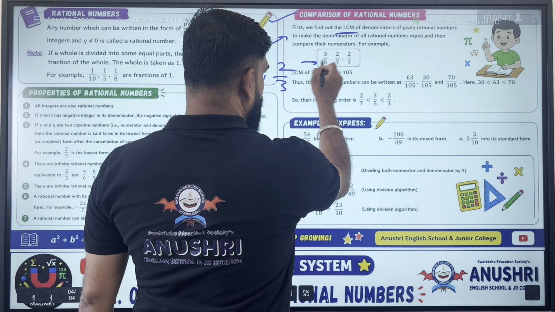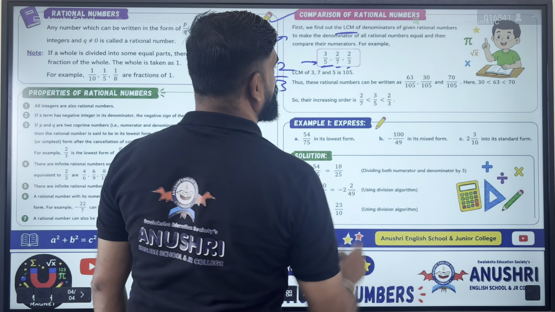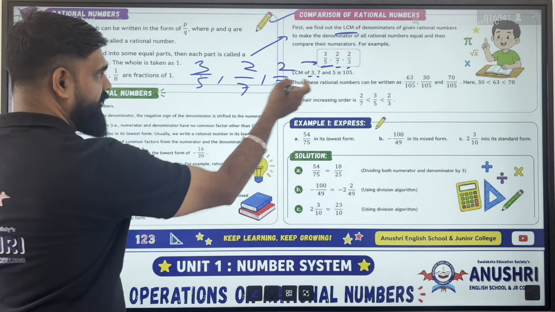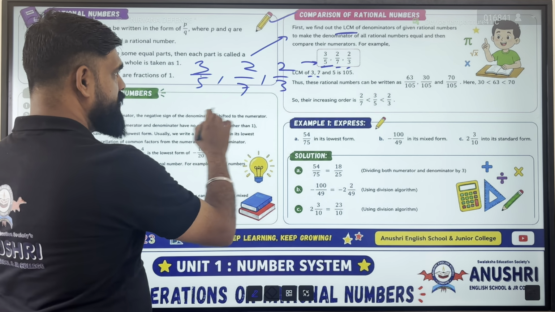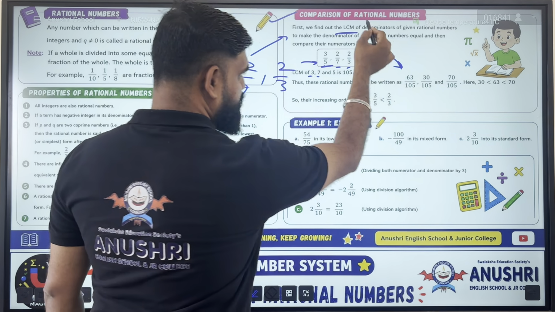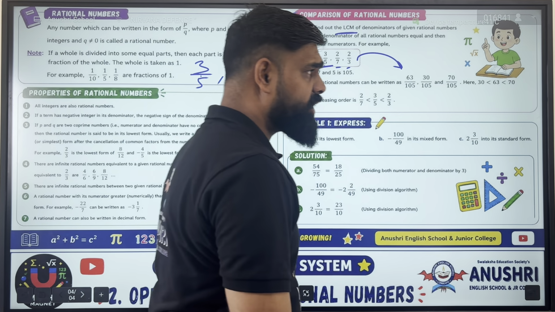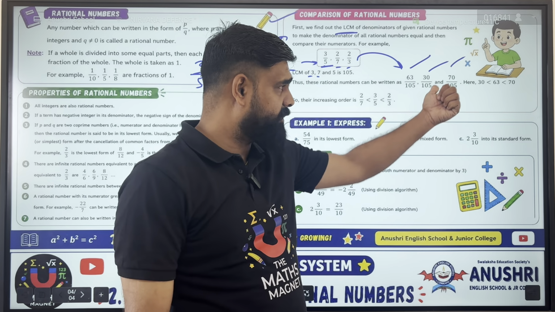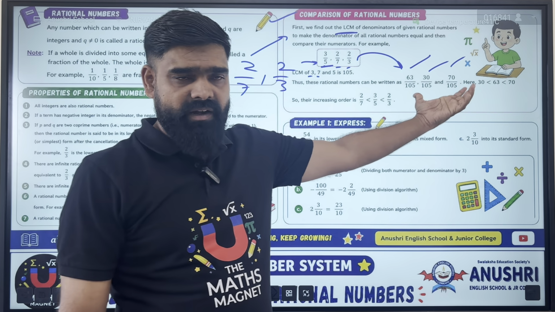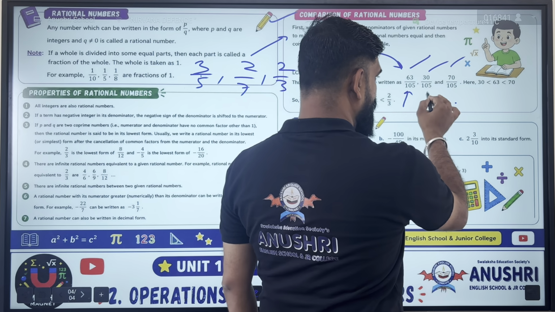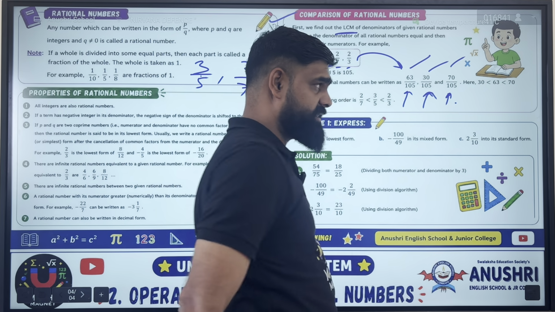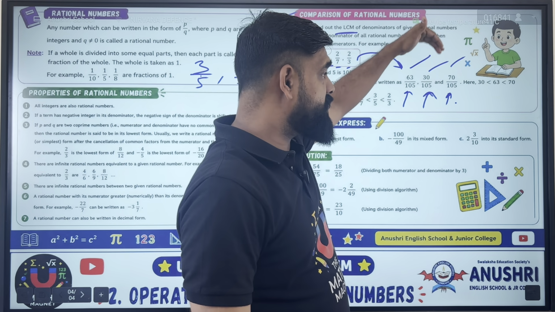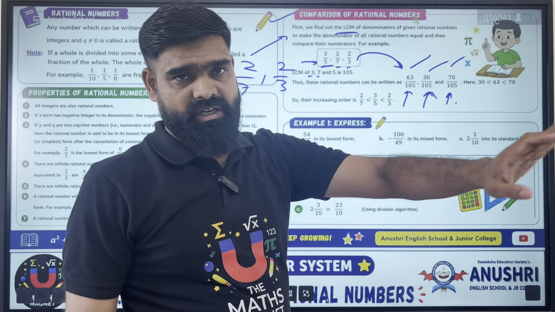I am going to find the LCM of these denominator values: 5, 7 and 3. The LCM of 3, 7 and 5 is 105. When we multiply these numbers by a suitable constant, we get 63 by 105, 30 by 105, 70 by 105. So the denominators are now equal. After making the denominators the same, we can judge which number is greater and which is smaller.